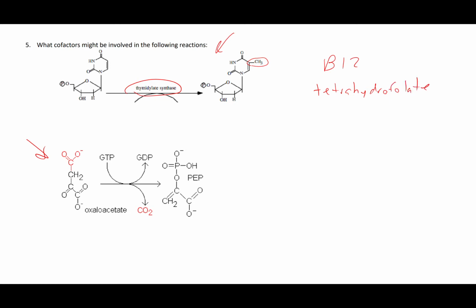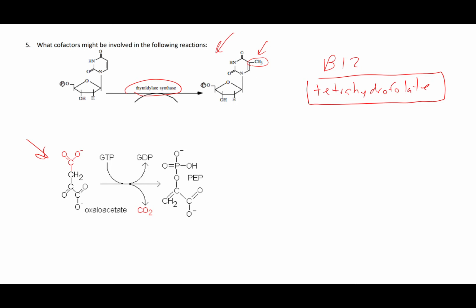Tetrahydrofolate, according to your textbook, is involved in 1-carbon group transfers. Well, we just transferred a 1-carbon group over here to make thymine. It turns out the actual answer for this enzyme is tetrahydrofolate, but as I said, I will accept vitamin B12 as well.